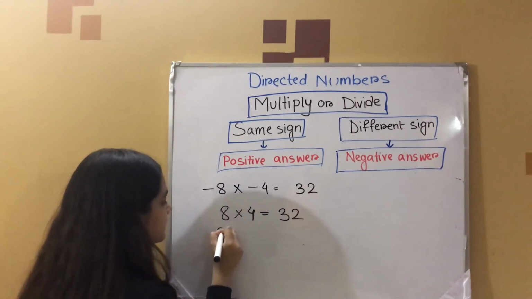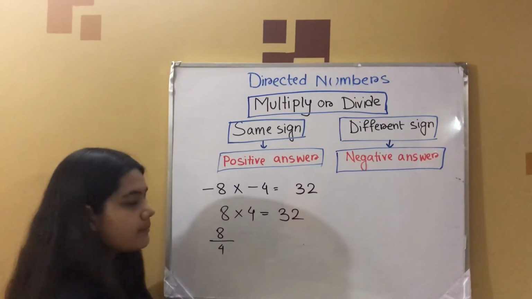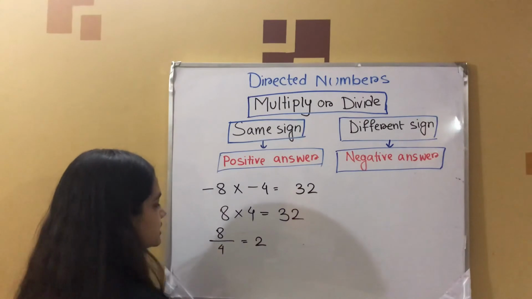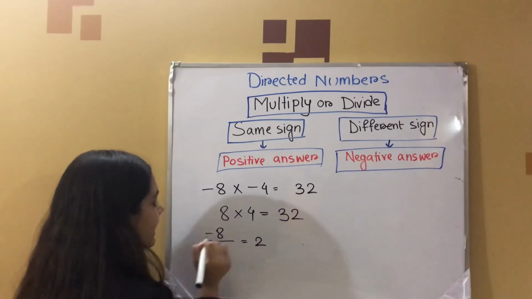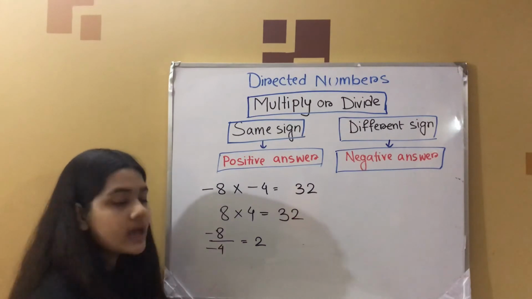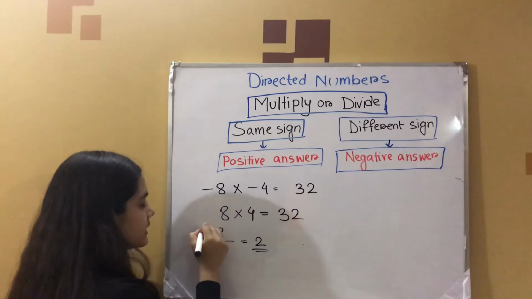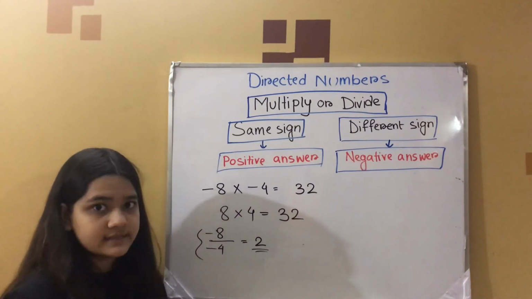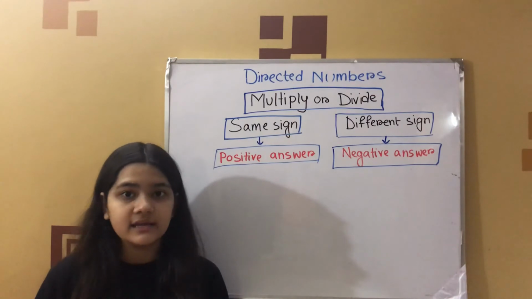Same with division. If we divide 8 by 4 and both the numbers have positive sign, then the answer will be positive as they have the same sign. Even if we had minus 8 divided by minus 4, still the answer would have been 2 as both the numbers have similar sign or same sign, which is minus. However, when the numbers have different sign, the answer will always be negative.